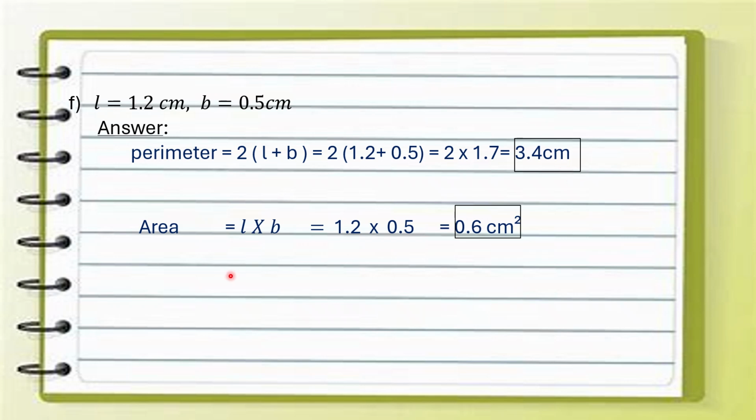Now what we have to do? We should find the area of a rectangle. What is the formula? L into B. So we just substitute the values: 1.2 into 0.5. So the answer is 0.6 centimeter square.